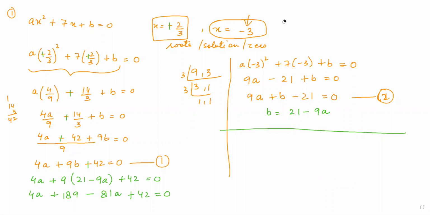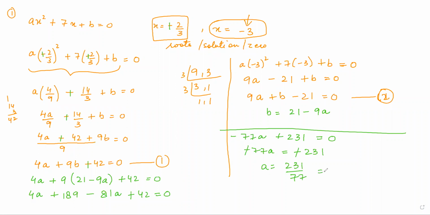Because it was not exactly divisible, that is why I was wondering. So now it becomes minus of 77a and 189 plus 42 this time. So 9 into that is 11, carry 1, 8 and 4, 13, carry 1. So 231 is equal to 0, right? So minus of 77a is equal to minus of 231, minus minus goes out. A is 231 divided by 77.